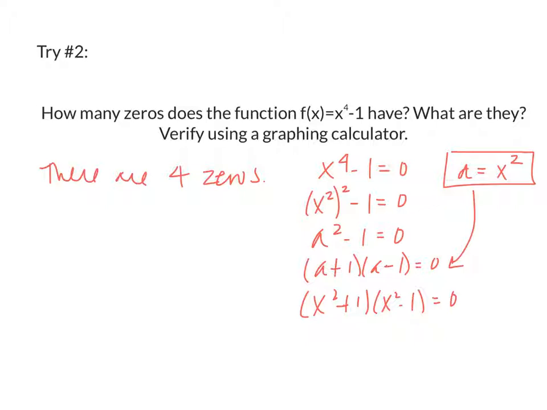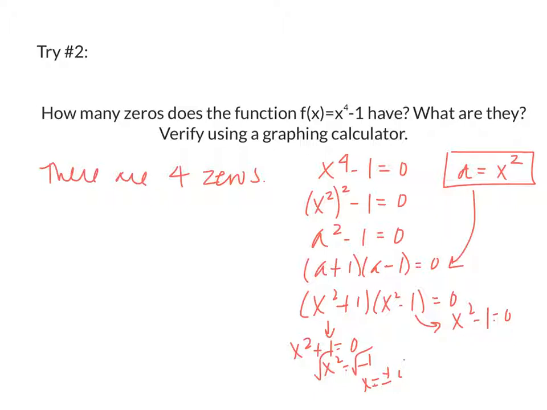Okay? In the end, this x squared plus 1, if we set it equal to 0, we would get x squared equal to negative 1. Take the square root. So x equals plus or minus i. So we have 2 zeros right there. And then if we take this one, we have x squared minus 1 equal to 0. Again, that's technically difference of squares.